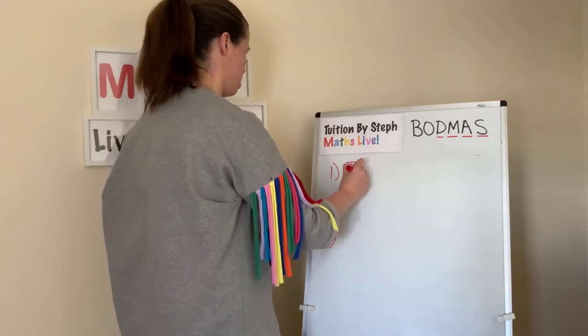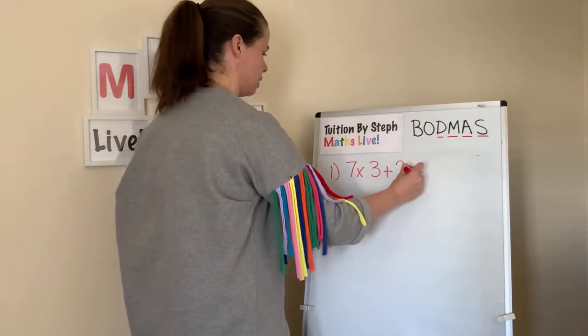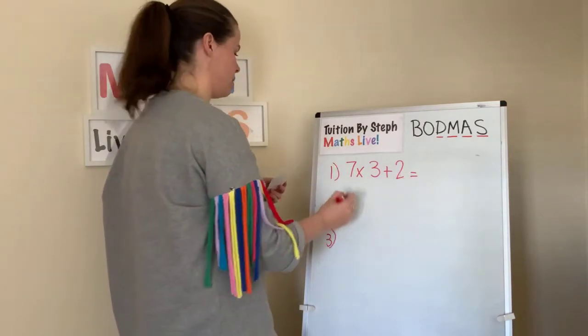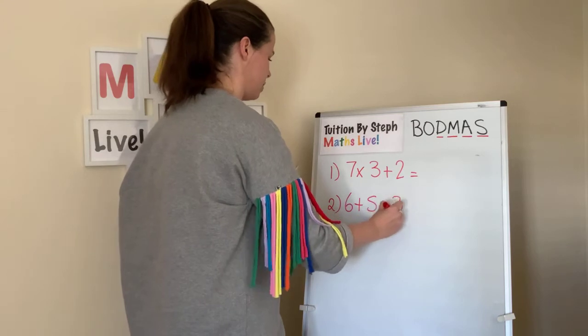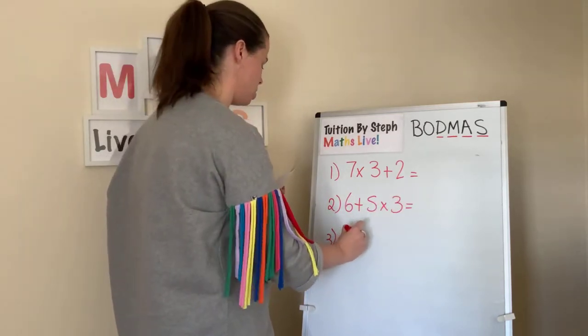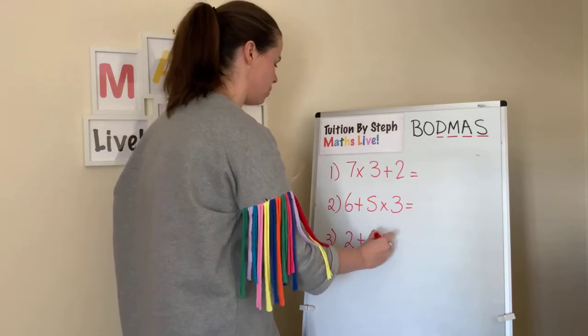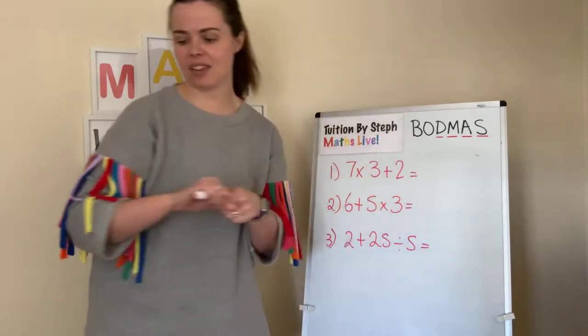And question 1 was 7 times 3 plus 2. I'd like to work out the answer for that. Next one is 6 plus 5 times by 3. I want you to work out the answer for that. And the last one is 2 plus 25 divided by 5. And what is the answer to that? Give that a go for me.